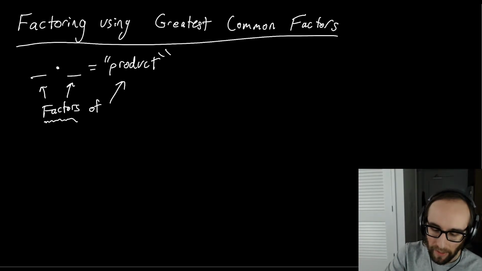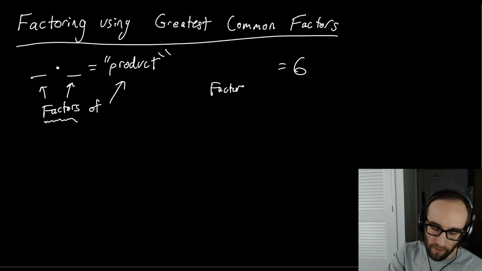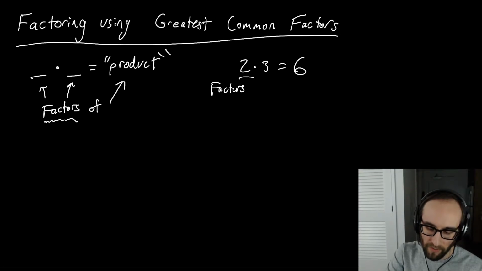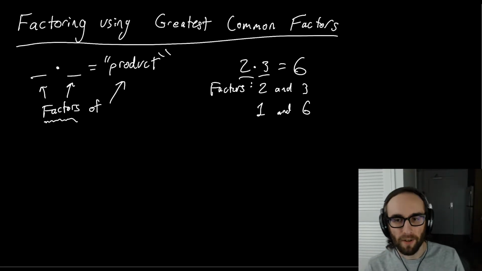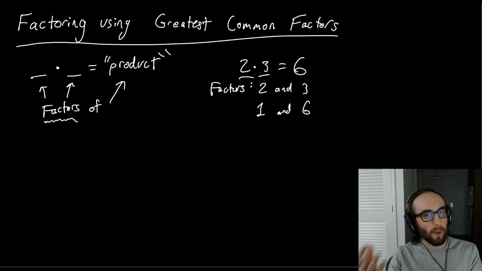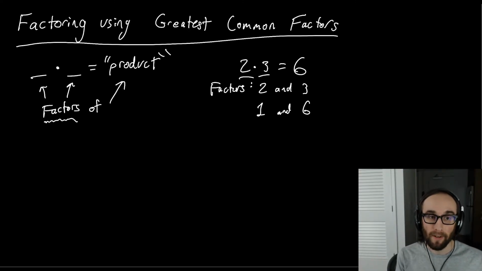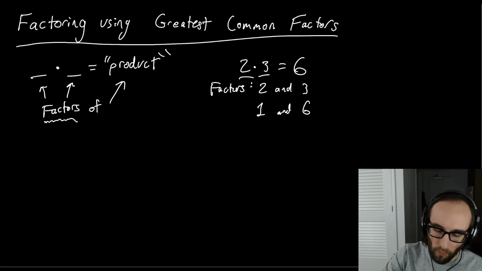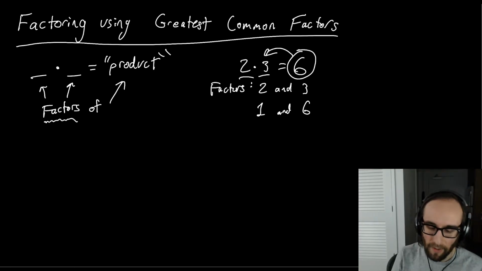For example, if we had 6, two factors of 6 are 2 and 3. So 2 and 3 are factors of 6. 1 and 6 are also factors of 6. So two values that when we multiply them give us the product at the end. So that's what we mean when we talk about factors. Okay, so when we factor a number, what we're doing is rewriting it as the two factors being multiplied. So when we want to factor 6, we rewrite it as 2 times 3.